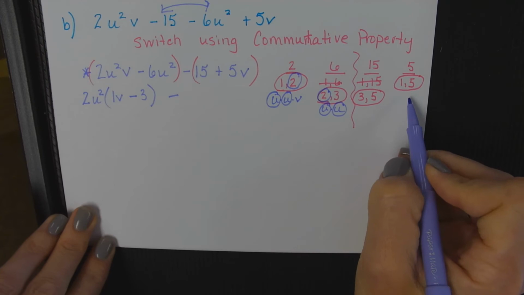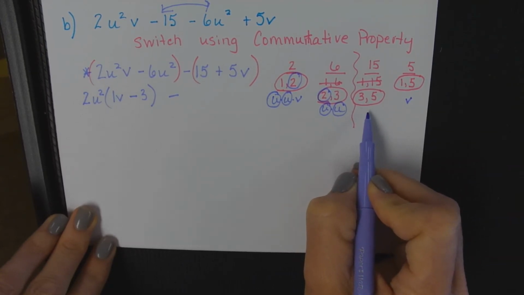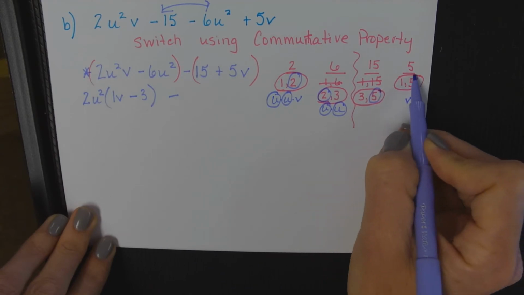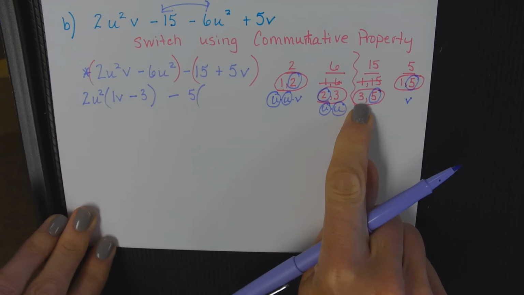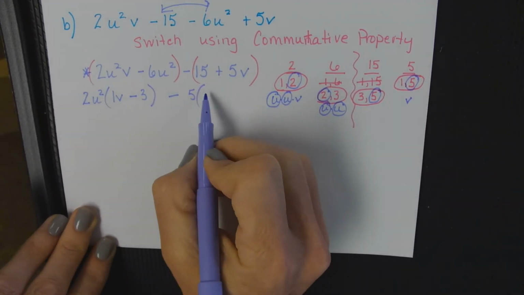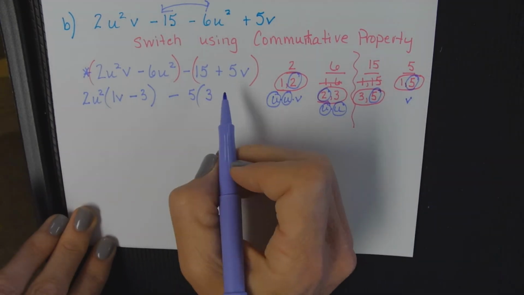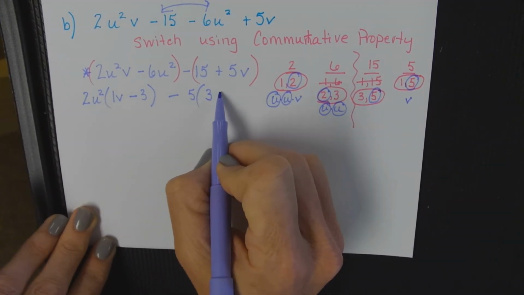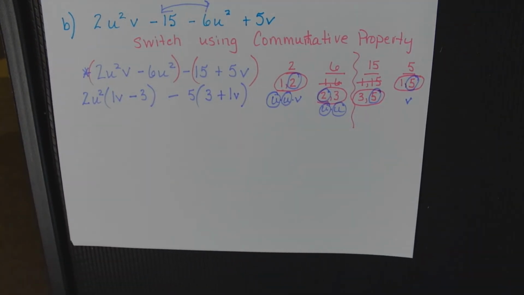And there's a variable over here. It's lonely because this one doesn't have one, does it? No. All right, so let's take out this 5. 5. What is left? 3 and 1v, right? Plus 1v. Now, this is where it gets a little annoying, if you will.